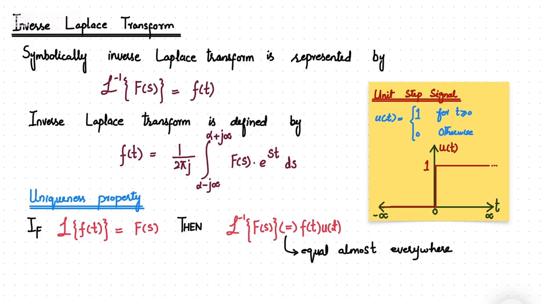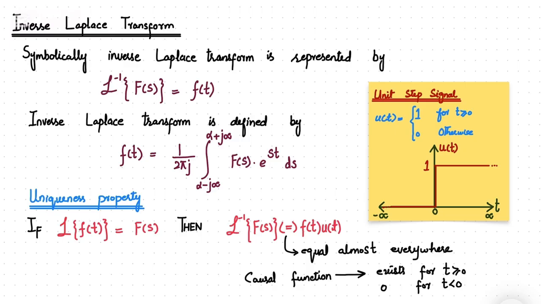We know that u of t is a unit step function, which is sketched over here. U of t is equal to 1 for t greater than or equal to 0 and is 0 otherwise. So when we multiply a function with this function, f of t into u of t would exist for t greater than or equal to 0 only. Such a function is known as a causal function. Causal function means it exists for t greater than or equal to 0 and is 0 for t less than 0.